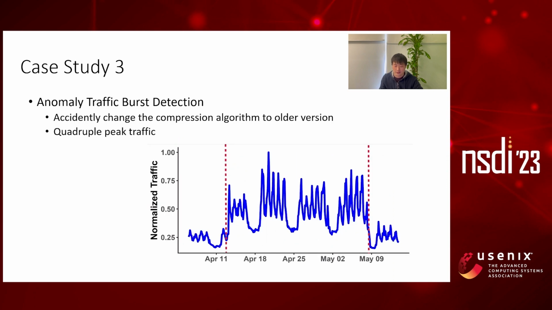The third case is anomaly detection. An engineer accidentally changed the log uploading compression algorithm to an older version. The decrease in compression rate led to an increase in data volume and hit the throttling limit of the log center. However, the retry mechanism in the component kept sending data. This resulted in nearly quadrupling the peak traffic. After rolling back, the traffic drops back.